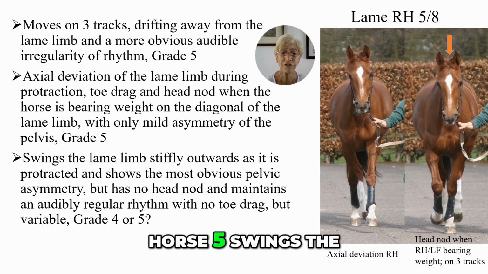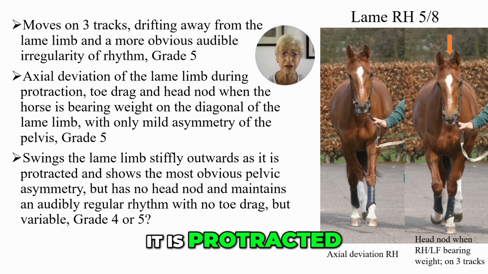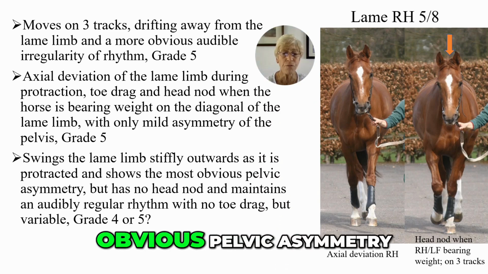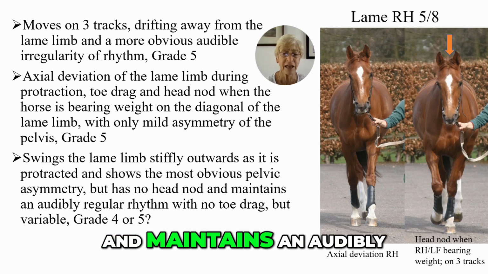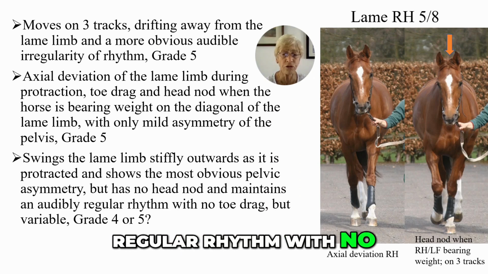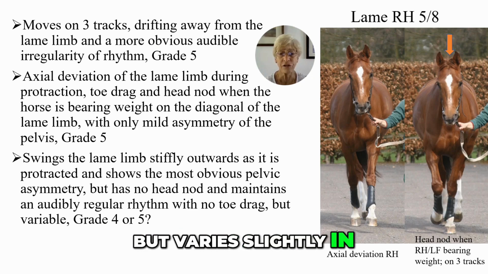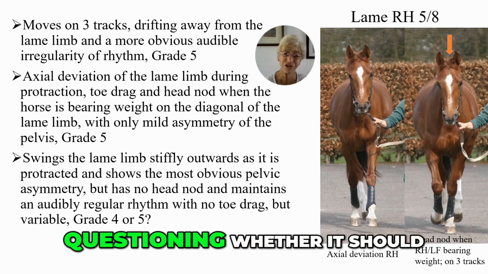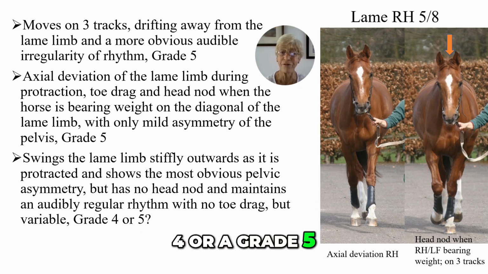Horse 5 swings the limb stiffly outwards as it is protracted and shows the most obvious pelvic asymmetry, but has no head nod and maintains an audibly regular rhythm with no toe drag, but varies slightly in degree, questioning whether it should be assigned a grade 4 or a grade 5.